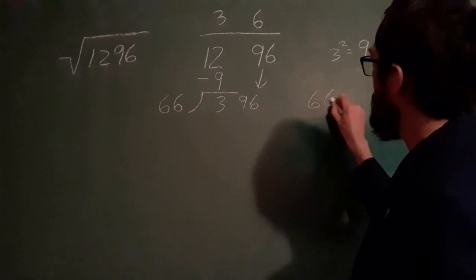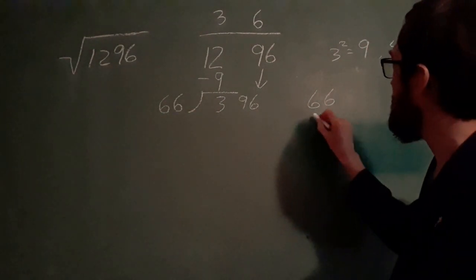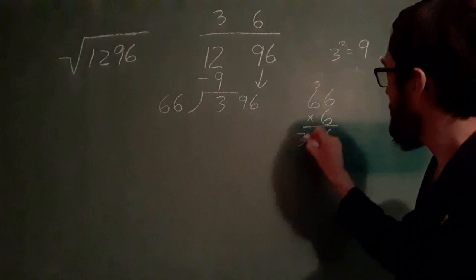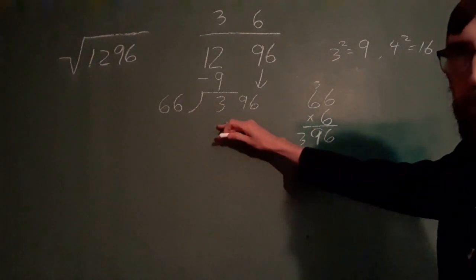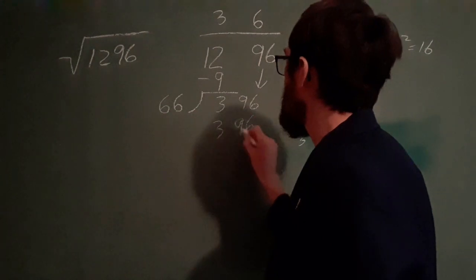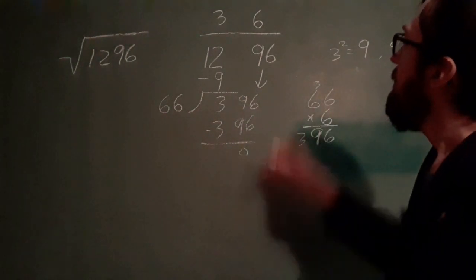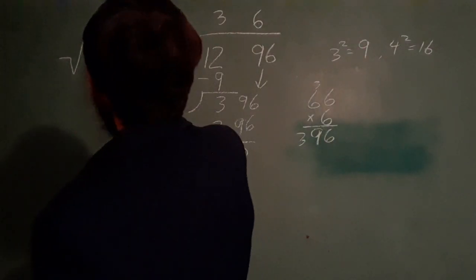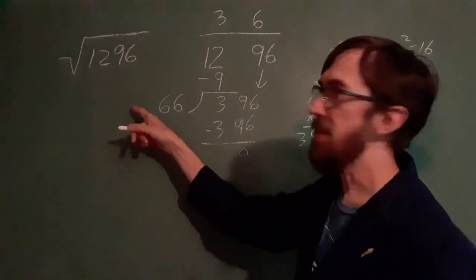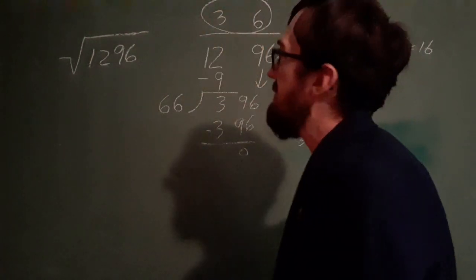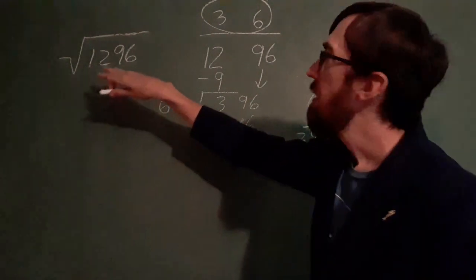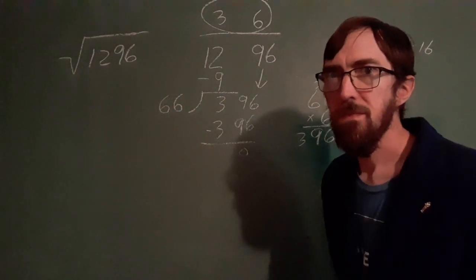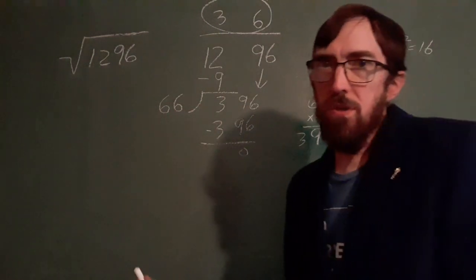So over to the side, let's do some side work. 66 times 6. We get 396. That's exactly what this is. So 396, we subtract, and we have 0. So this number up here above the bar is actually our solution here. So the square root of 1296 is 36. So this is actually a perfect square number. 36 times 36 is 1296. So that's nice when it works out well like that.